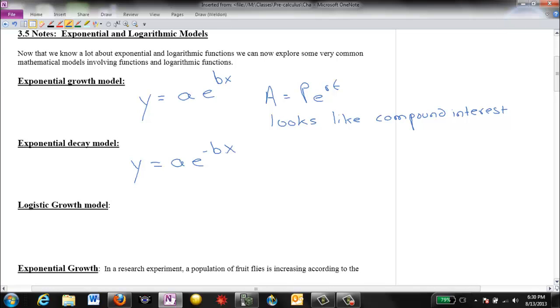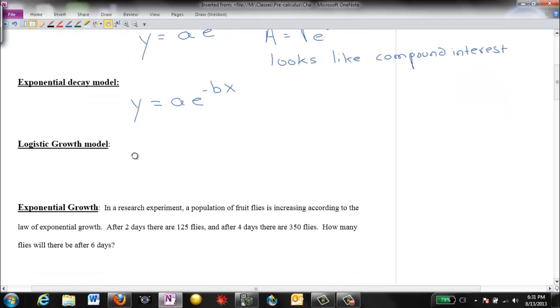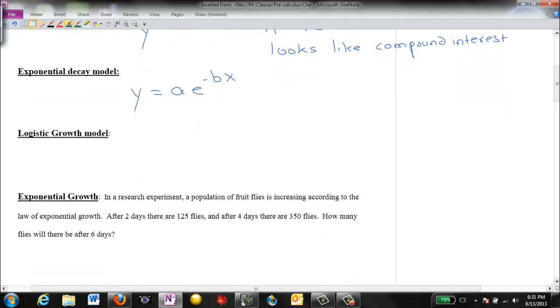And then the last one down here is known as a logistic growth model, and it looks a little scary when you first see it, but it looks something like this. It's y equals, and then you'll have a parameter in the numerator called a, just a number of some kind, over 1 plus b times e to the negative rx. I know that looks kind of scary, but we're going to do an example with that, and it's really not so bad.